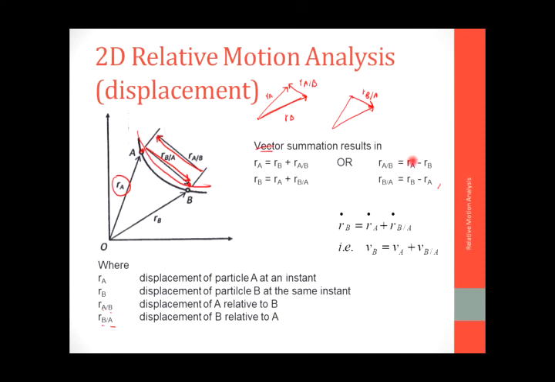Just replace the equation. This one is for displacement, but when it is differentiated, differentiation of B gives us velocity B, and differentiation of A gives us velocity A. So from the equation for R, we will get the equation for V, velocity.